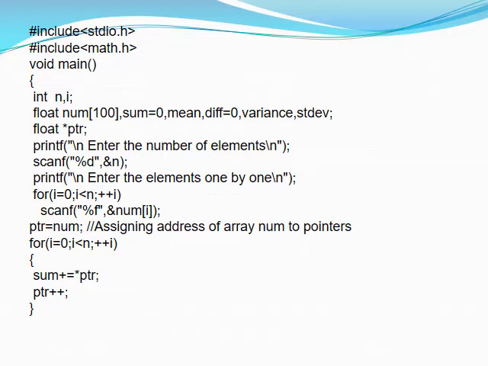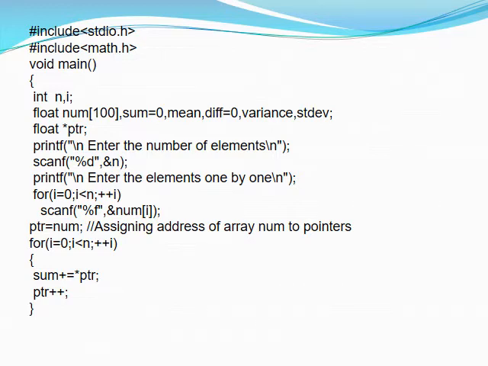Once the array is read, or elements are stored in an array, what we are doing is pointing a pointer ptr to that particular array. So we are assigning the array address to a pointer, that is ptr = num. So that will assign the address of an array to a pointer. So now ptr will work the same as the array num.